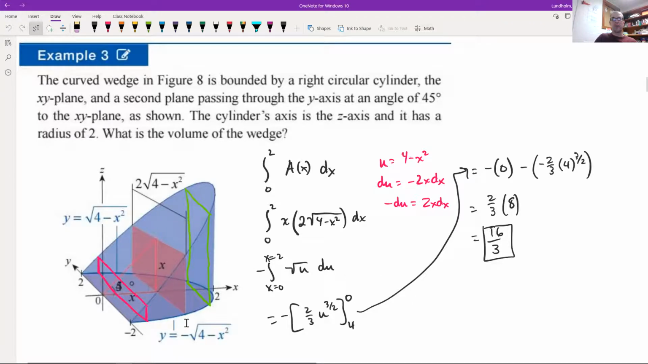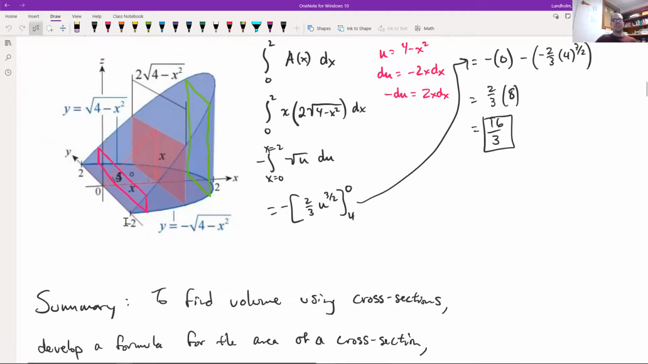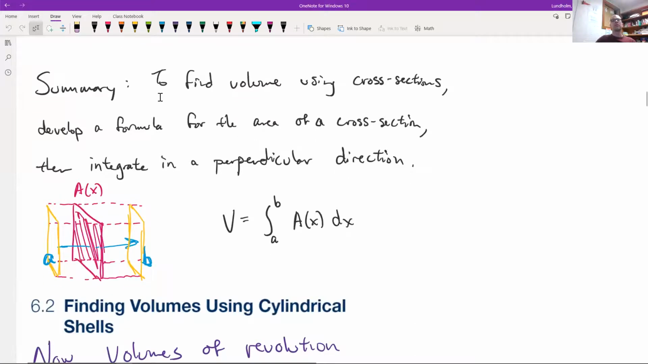Those cross sections changed shape along the way. But as long as you get a reliable area function for those cross sections, you're going to be golden. All right. So, in summary, find the cross section. Find a formula for the cross sectional area, and then integrate in a perpendicular direction to those cross sections. Cool.